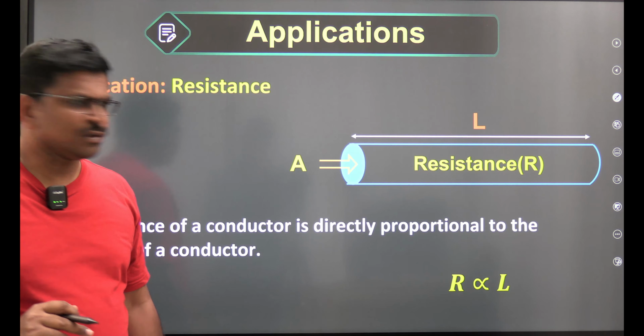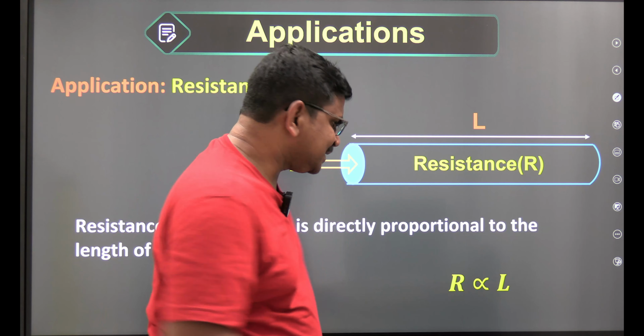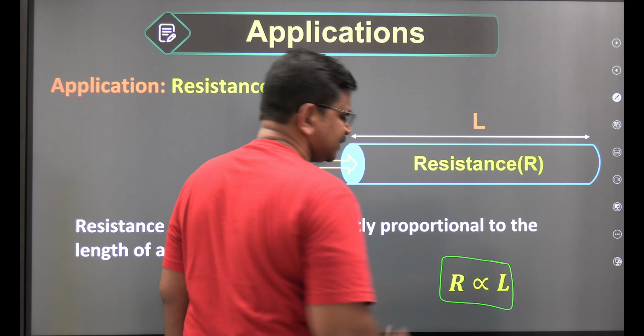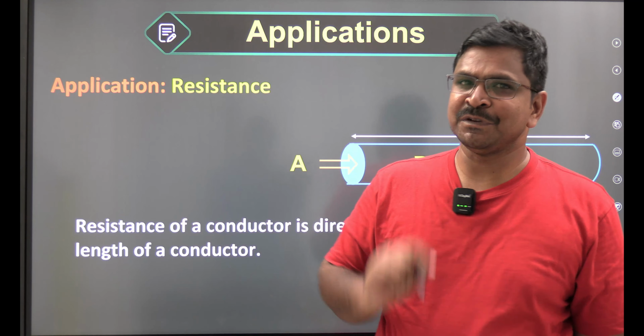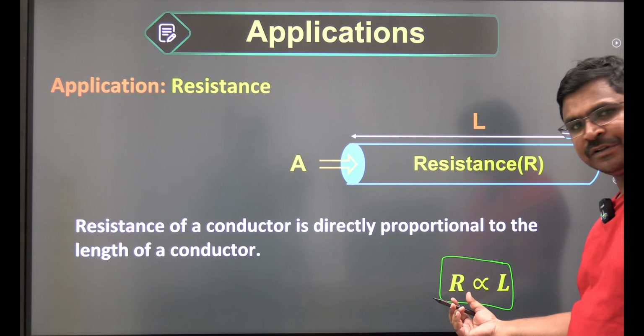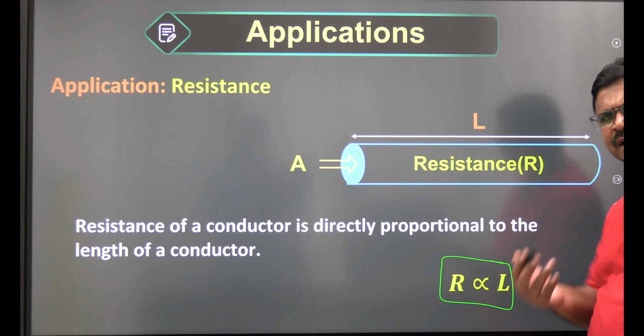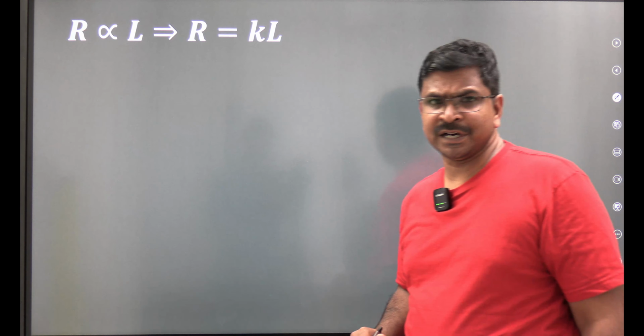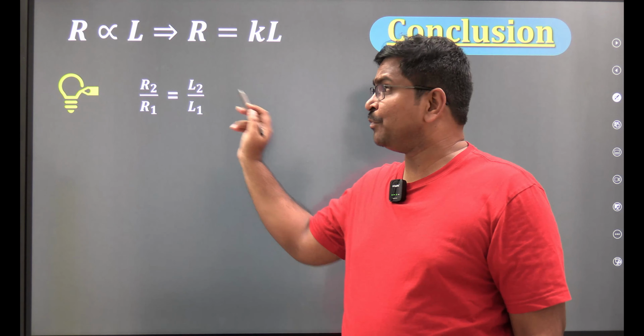So we can write R directly proportional to L. This statement is from your science, that is physics. After this, your mathematics will work a lot here. Whenever one quantity is directly proportional to another quantity, you can write 5 applications. The first is the generalization: R2 by R1 is equal to L2 by L1.